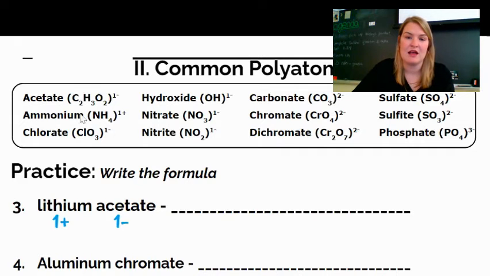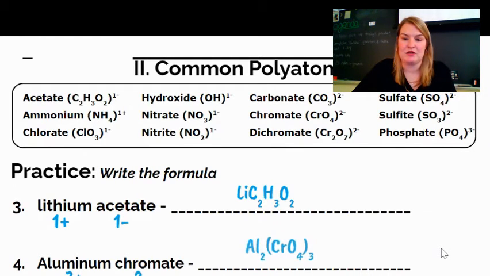Lithium is Li, acetate is the C2H3O2. And in this case, it's pretty simple because they both have a charge of 1, so you don't need to worry about any subscripts here. Next, we have aluminum chromate. So aluminum, if you look on your periodic table, has a charge of 3+. And if you look up here, you find chromate, and it has a charge of 2-.